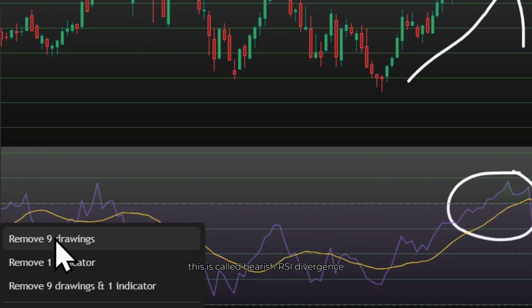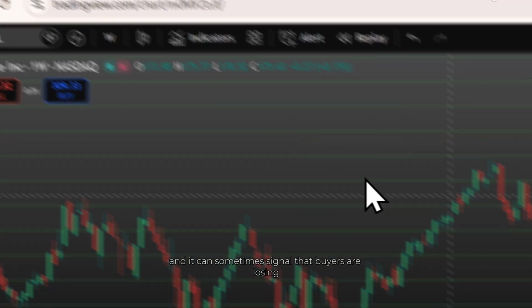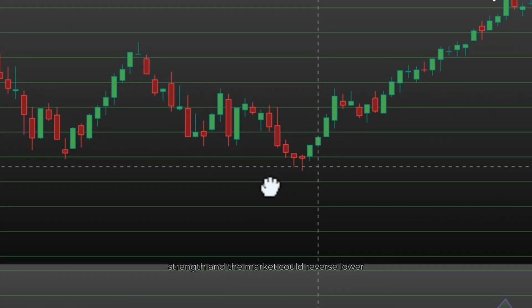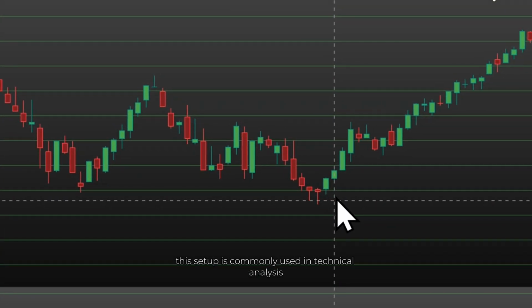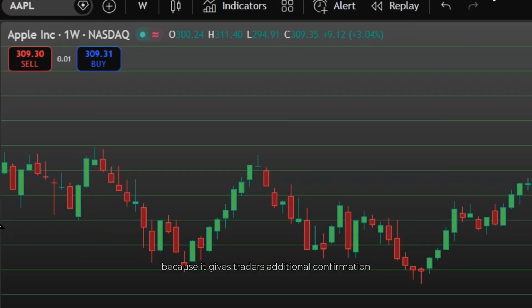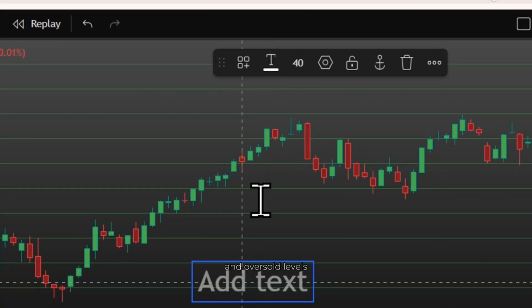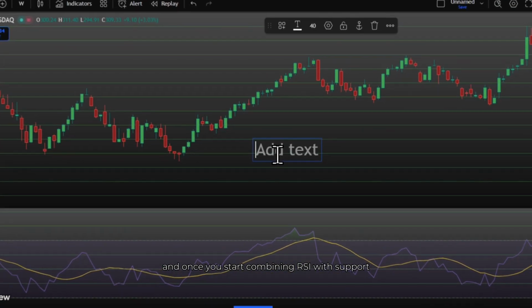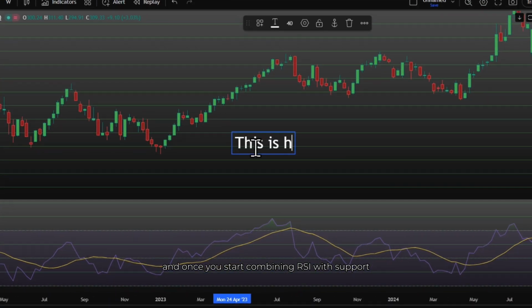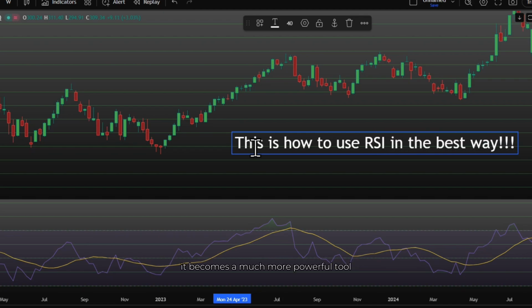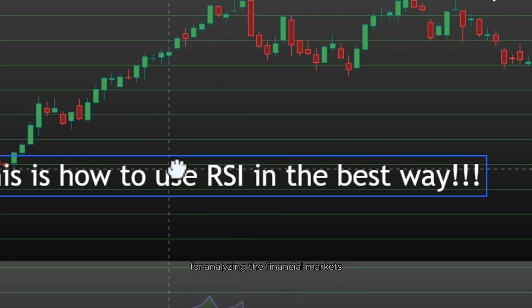This is called bearish RSI divergence, and it can sometimes signal that buyers are losing strength and the market could reverse lower. This setup is commonly used in technical analysis because it gives traders additional confirmation instead of relying only on overbought and oversold levels. And once you start combining RSI with support and resistance, trend lines, and overall market structure, it becomes a much more powerful tool for analyzing the financial markets.